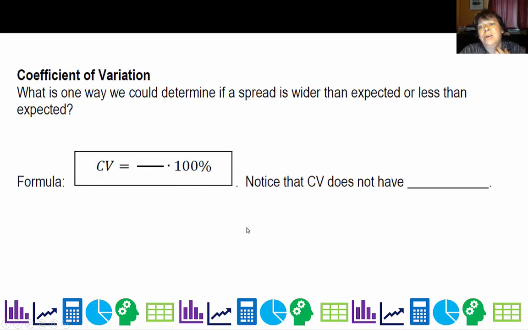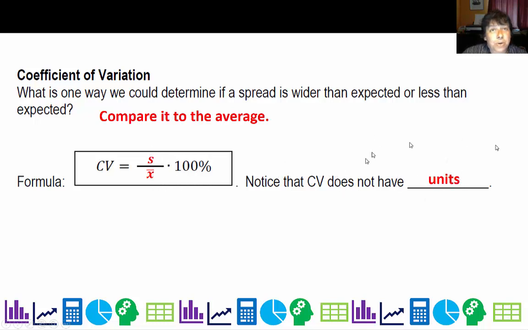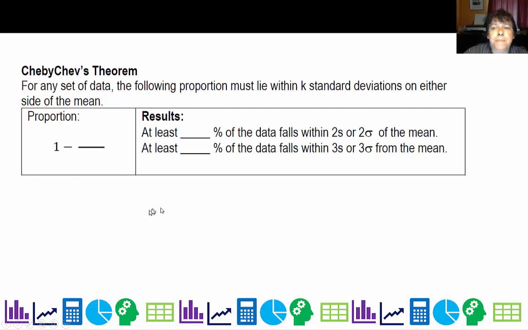Now, there are some different ways to look at how big the spread is. One way we can look at it, in case we want to know if it's wider than average or less wide than expected, is we compare it to our average. And what we're going to do is put the spread, which is S for the standard deviation, over the average and then multiply it by 100%. And because I have these two with units on them, this is called the coefficient of variation, and it does not have units.